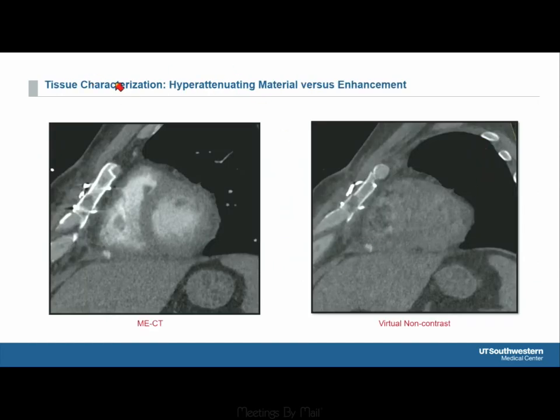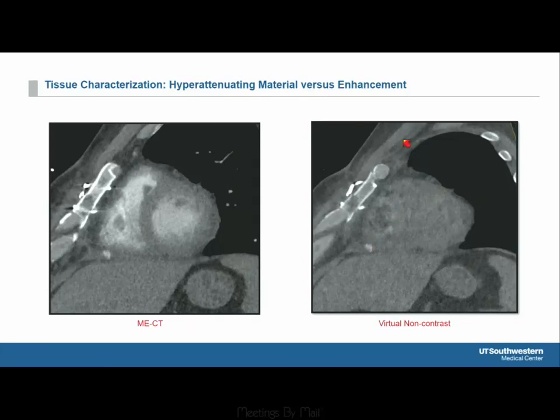Now shifting to tissue characterization, this is also a common use of virtual non-contrast images. Common case, hyperdense material near the right ventricle. Is this a pseudoaneurysm, or is this something else? By using virtual non-contrast, we can prove that there was a dropped pledget in a patient with post-cardiac surgery. So this is an easy application.